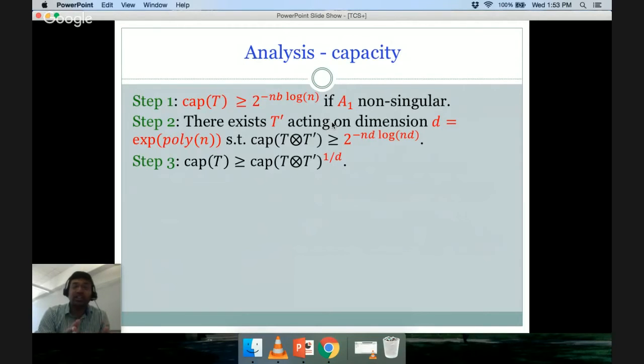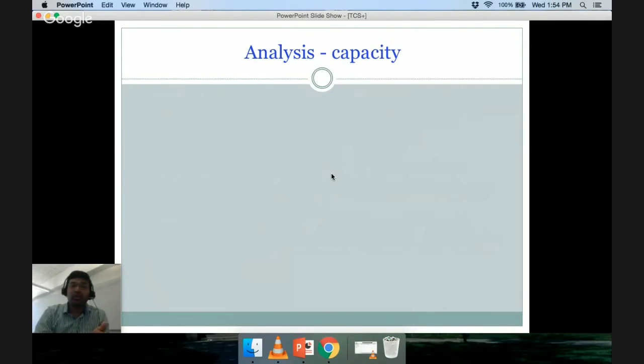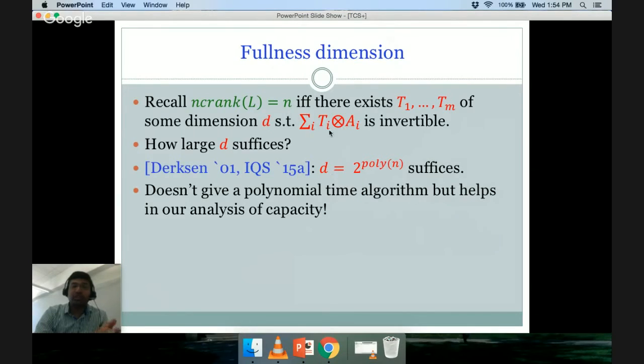Capacity of T is at least the capacity of T tensor T prime to the power 1 over D, where D is the dimension of this operator T prime. Notice that we have a bound of 2 to the minus nd log nd for the capacity of T tensor T prime, and this 1 over D cancels with the D. So what you're left with is only 2 to the minus n times log nd. And since D is exponential, this is 2 to the minus poly n. These are simple calculations. One of the non-trivial facts you're using is that there exist matrices of exponential dimension that make your matrix invertible.